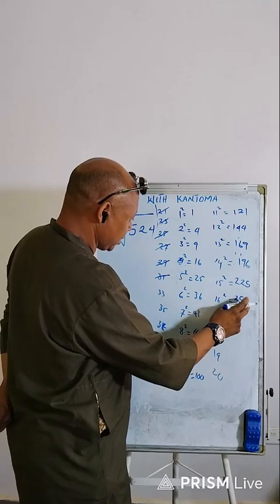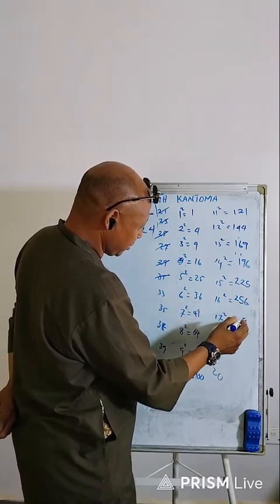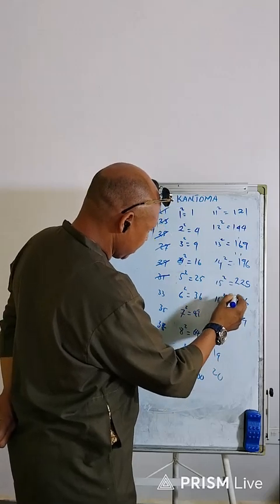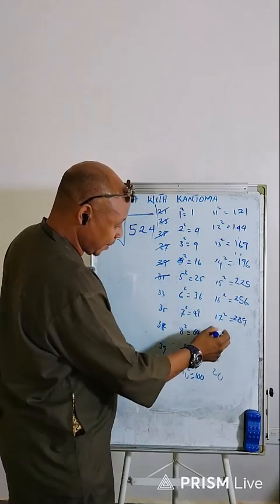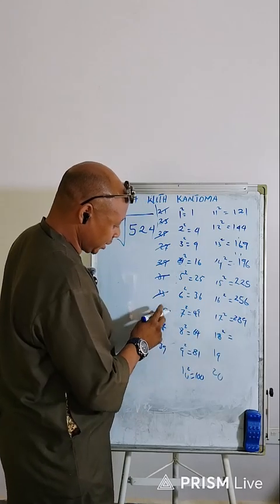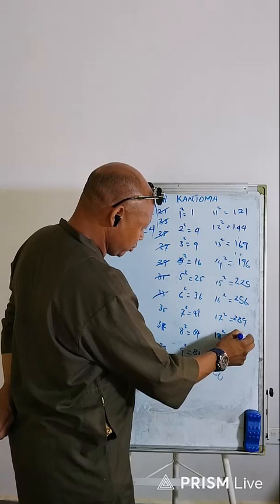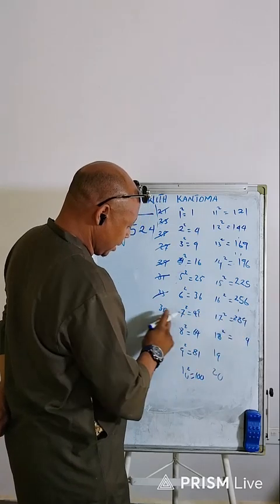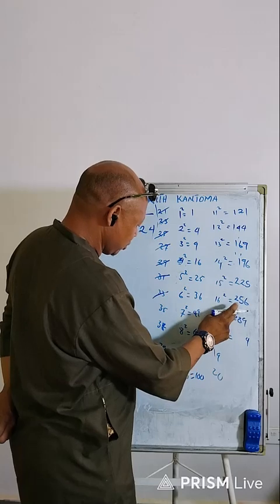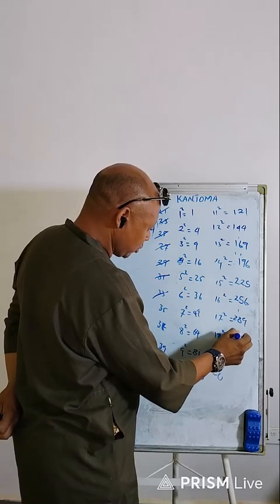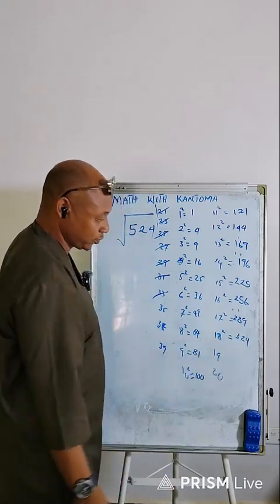3 plus 6 is 9, 3 plus 5 is 8, then 2 plus 0 is 2. We have 289. Next is 18 squared. We add 35 to it. 5 plus 9 is 14. Put 4, carry 1. And then 3 plus 8 is 11. 11 plus 1 is 12. Put 2, carry 1. Then 1 plus 2 is 3. We have 324.